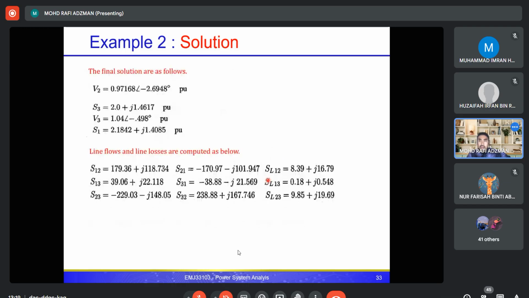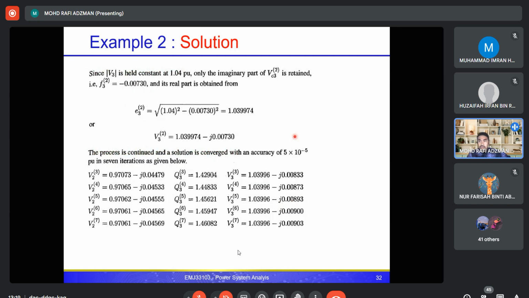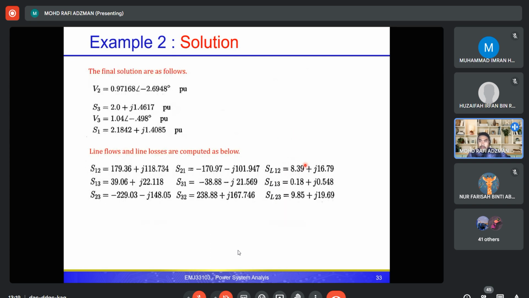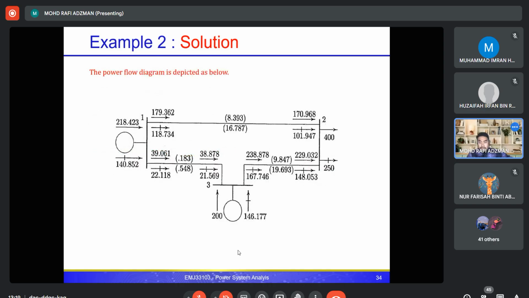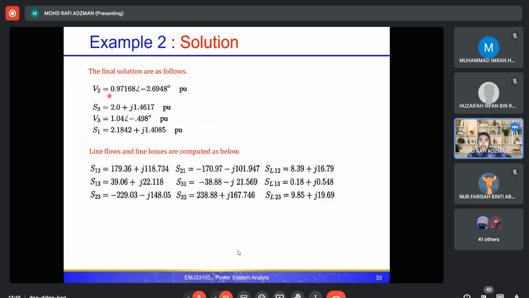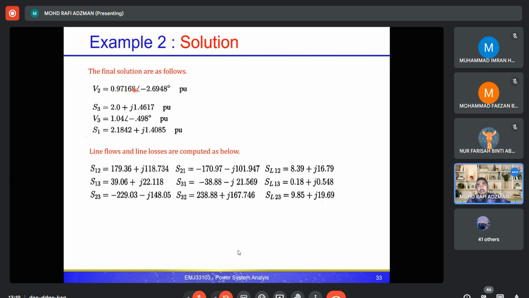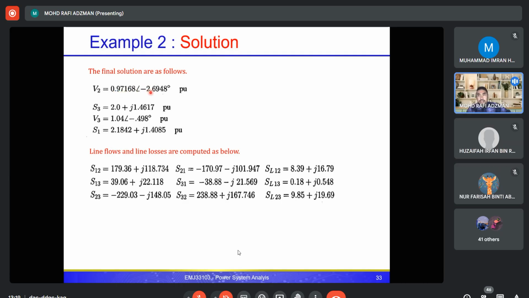Okay, so the final solution based on the accuracy of 0.00005. So we find that V2 equal to 0.97168 with the angle minus 2.6948 degrees.